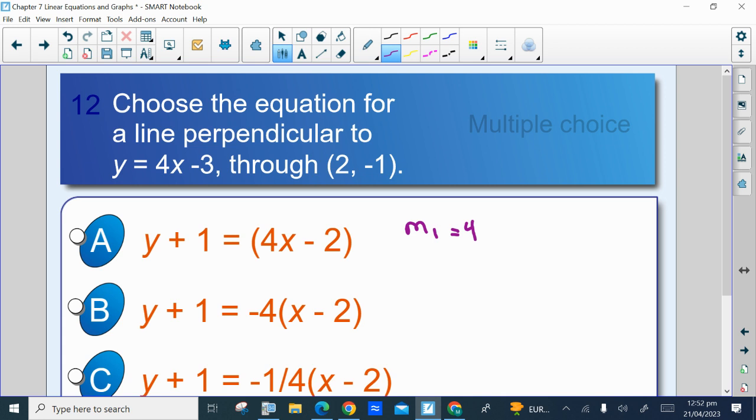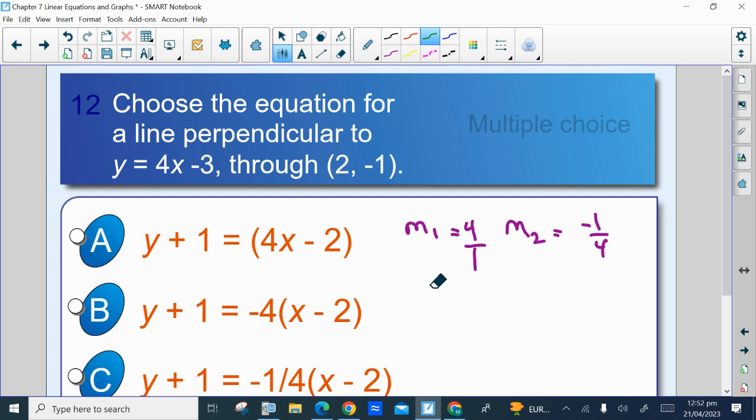What will the slope of the perpendicular line be? Well, the first line has a slope of 4, which is 4 over 1. So what will the slope of the line that's perpendicular to that be? Negative 1 over 4. Remember, they're negative reciprocals. You flip it over and change the sign. That's how we know whether lines are perpendicular. Their slopes are negative reciprocals.